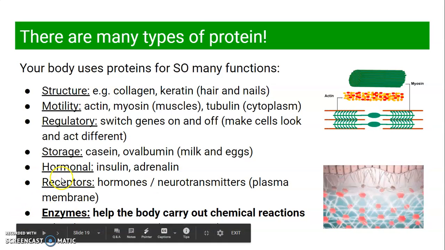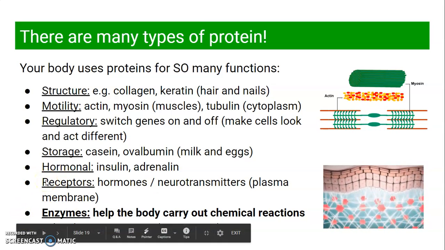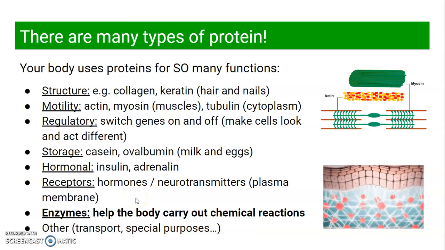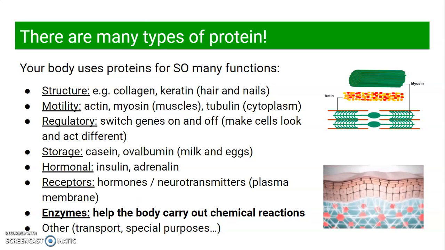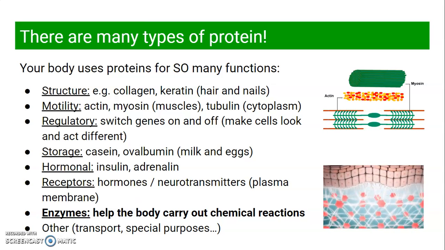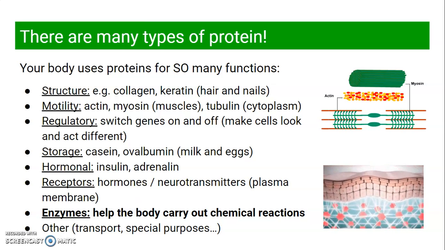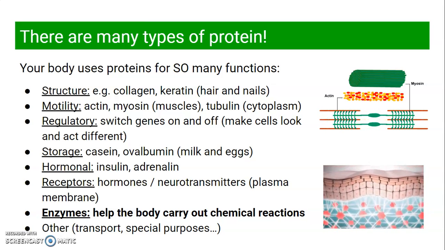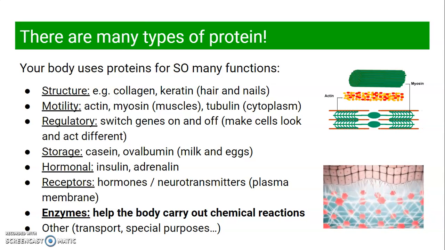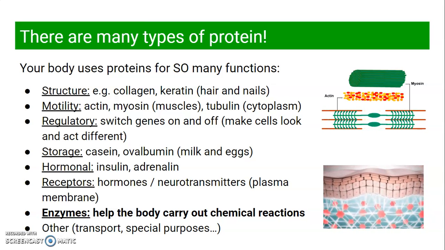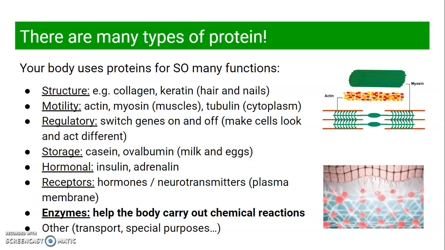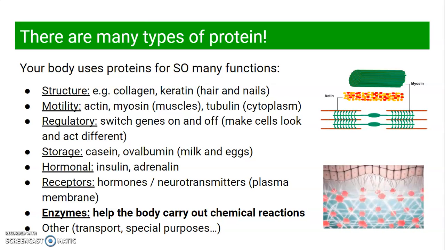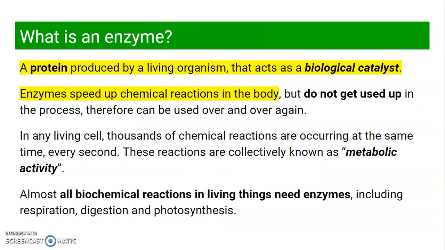You've got proteins that are receptors. So they stick out of the plasma membrane so that they can receive information. And the one that we are focusing on is a type of protein called an enzyme. And that is the focus of the rest of this screencast and perhaps the next one, because I see that we are 8 minutes through. So enzymes help the body carry out all of their chemical reactions. Okay, so we'll move on and have a look at that.